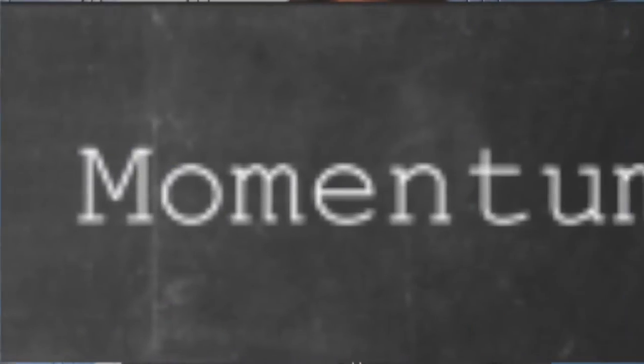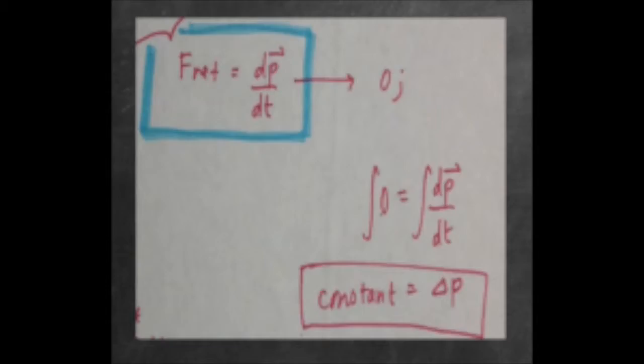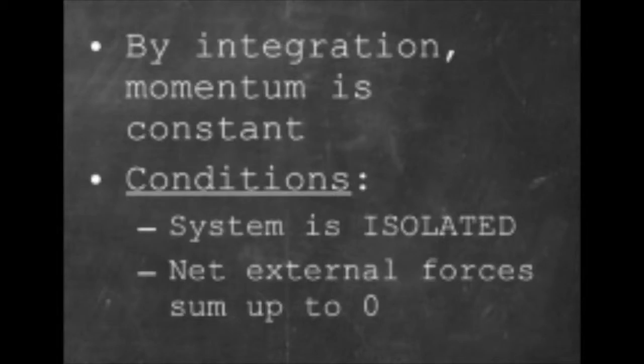So remember our big idea that F net is equal to dp/dt, and so let's set our F net to 0, which means that the net external forces acting on the object are 0. And so if we integrate, we basically get that the change in momentum is 0, so momentum is constant. And does that sound familiar? Yes, it does. It means conservation. And so this only happens under certain conditions.